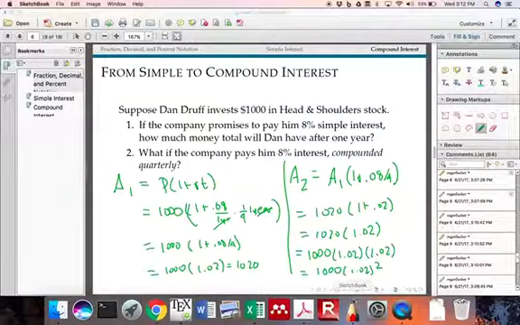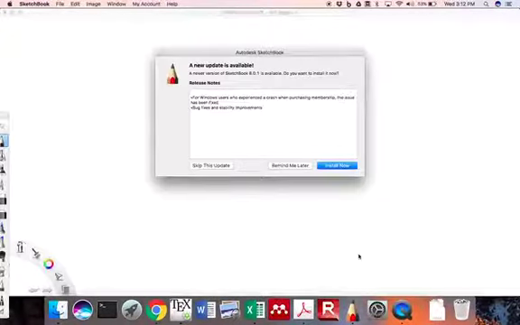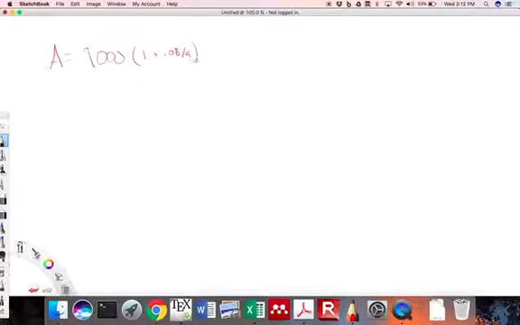So what's going to happen in the long run, and I ran out of room here, so let me just pull up a sketchbook here. So the amount is 1,000 times (1 plus 0.08 divided by 4) to the fourth. Oh, wait, sorry. I'm getting ahead of myself. A3 should be 1,000 times 1.02 to the 3. And finally, A4 is 1,000 times 1.02 to the 4.